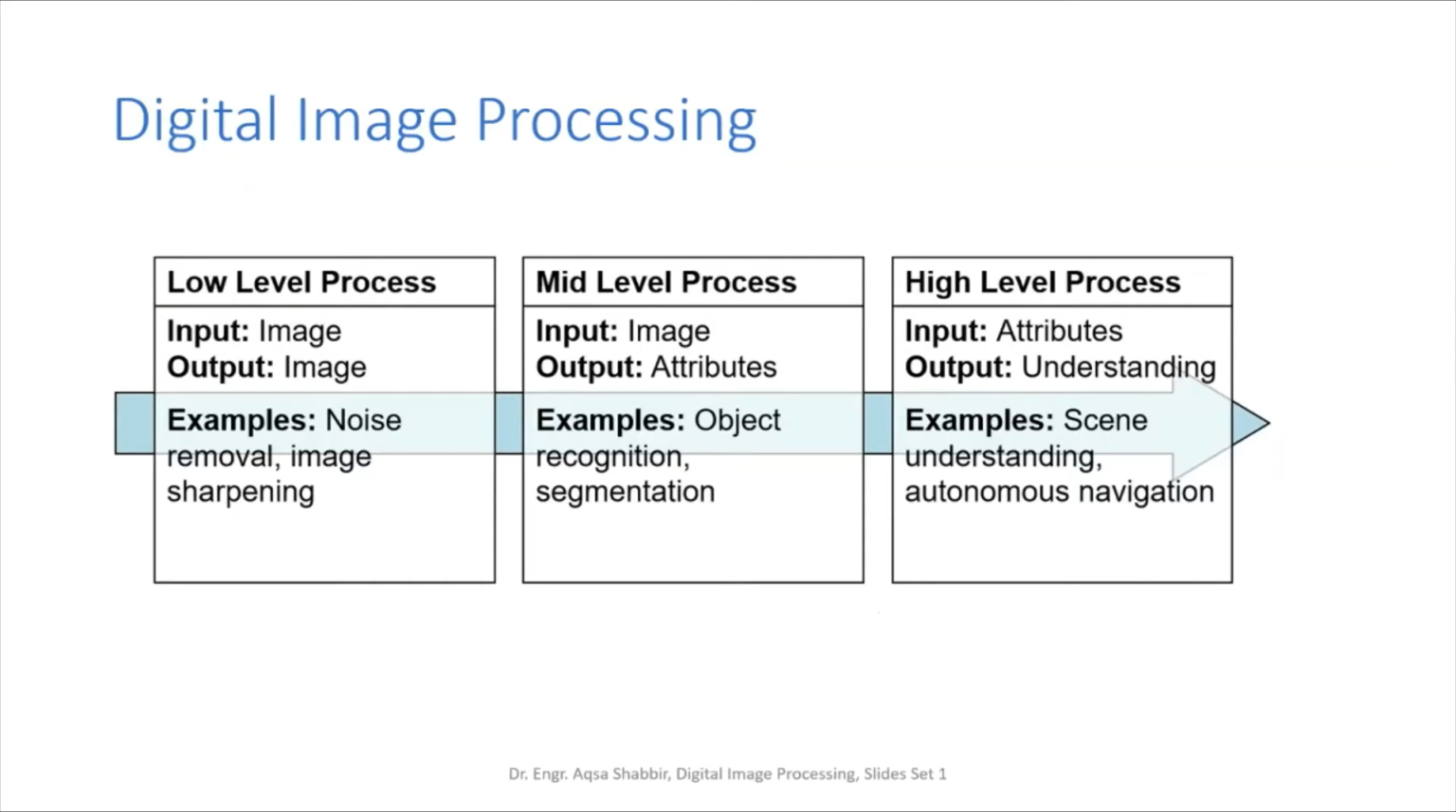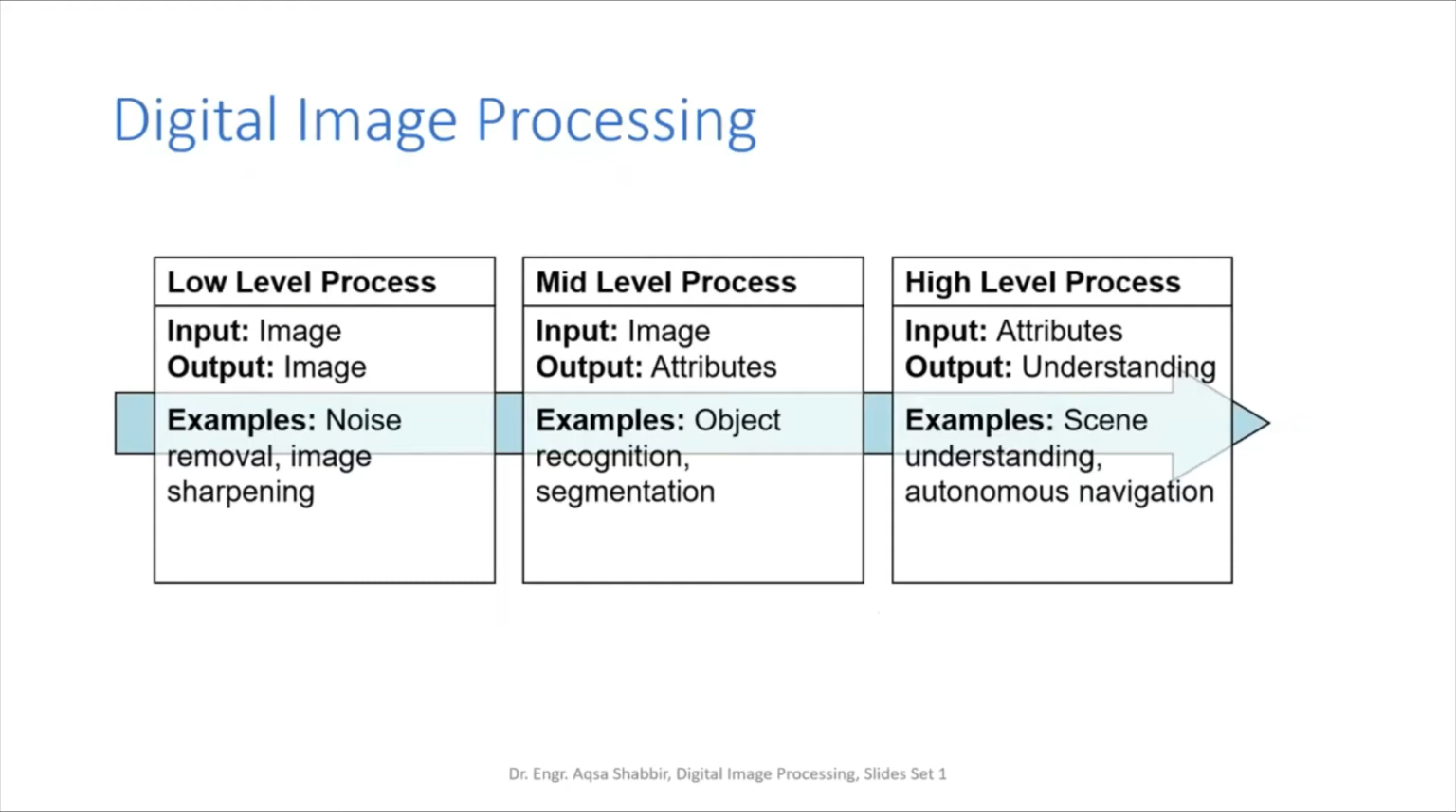So now, in a low-level process, the input to the program or the algorithm is an image, and the output from the program or the algorithm is also an image. A possible example of a low-level image processing system is, let's say, noise removal from the image. Now, in a mid-level processing system, the input to the system is an image. However, the output now is certain features or attributes or characteristics of the image. One possible example could be object recognition.